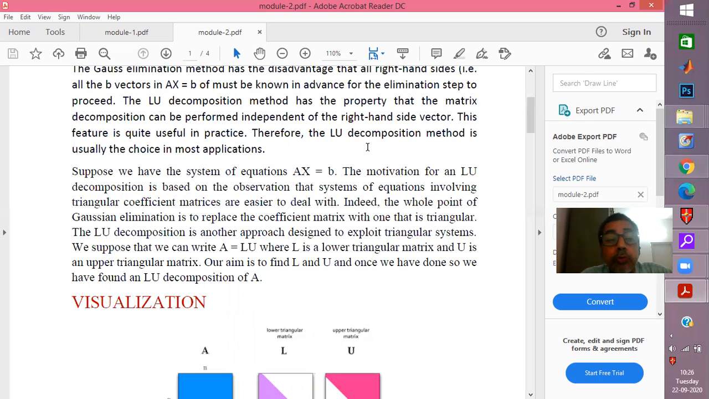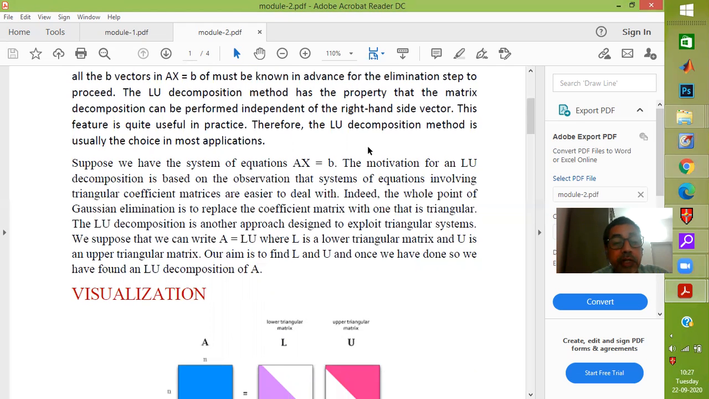So indeed, the whole point of Gaussian elimination is to replace the coefficient matrix with another matrix which has a triangular structure. So if we suppose that we can write the matrix A as L into U, where L is a lower triangular matrix and U is an upper triangular matrix, then that is the beginning of the LU decomposition method. There are some limitations about which we'll talk about. So once A is given, we would try to find out L and U. As emphasized, L should be lower triangular and U should be upper triangular.